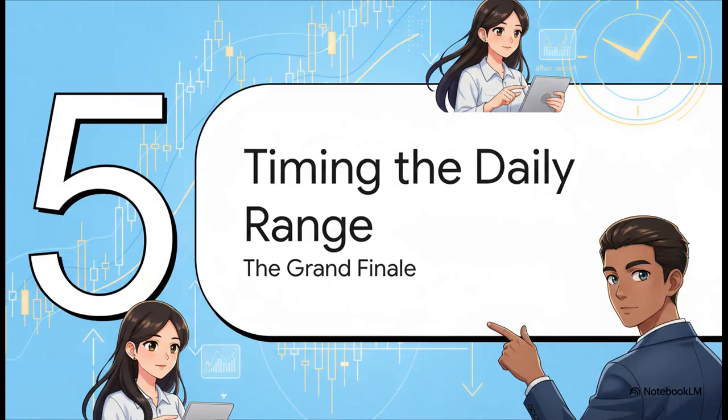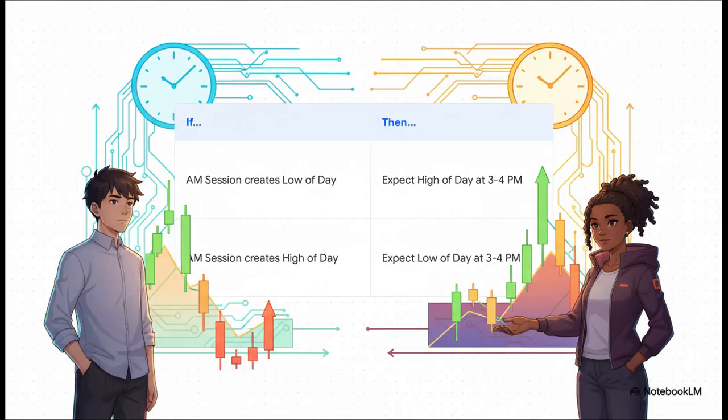All right, time for the final piece of the puzzle. How do we take everything we've talked about and actually use it to anticipate where the high or the low of the entire day is going to form? ICT gives us a beautifully simple framework for this. It's an if-then scenario. If the morning session puts in what you believe is the low of the day, then you should expect the high of the day to be formed in that final hour between 3 and 4 p.m. New York time. And it works the other way, too. If the AM session makes the high of the day, then you should be looking for the low of the day to form in that same final hour.